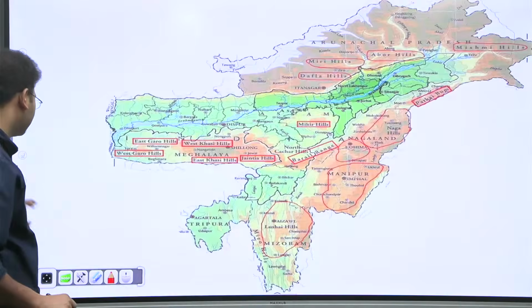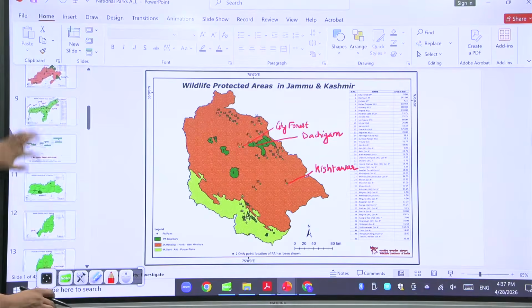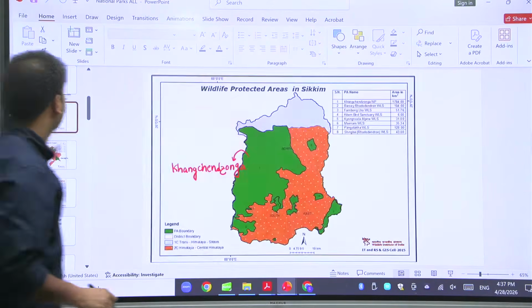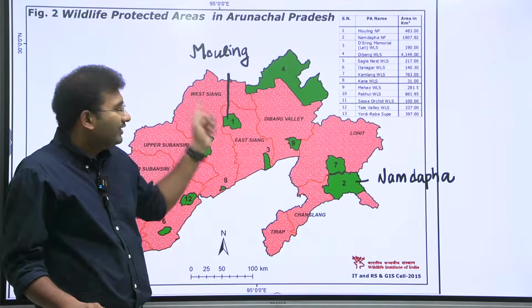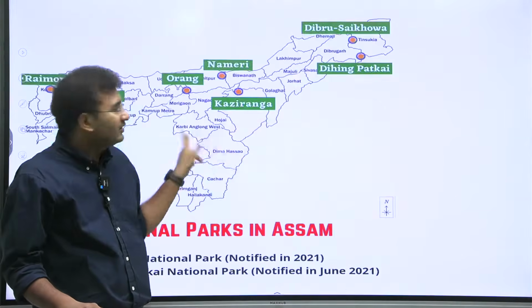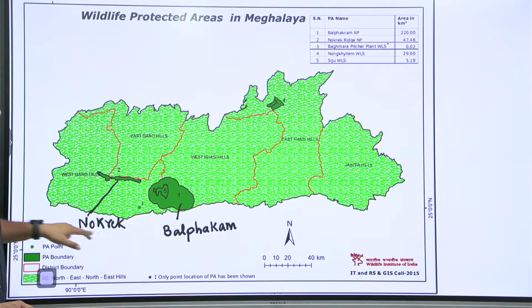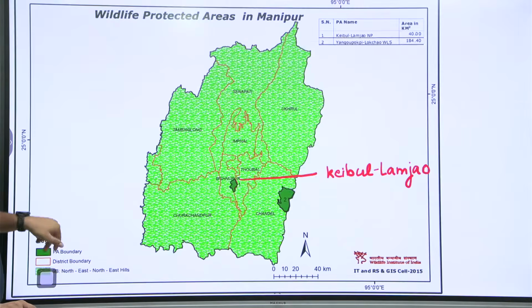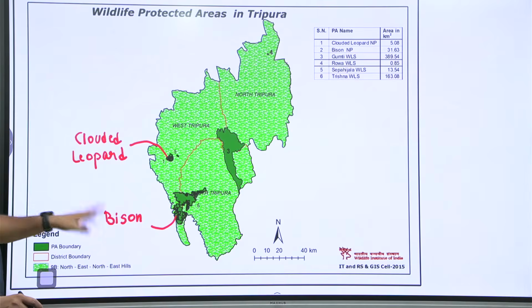Let us quickly go through them once. Kanchenjunga, Sikkim, right? Mouling and Namdapha, tigers are present in both of them. Then Assam, we'll see later. Nokrek, Balpakram, right? And then Intanki in Nagaland. Manipur, Keibul Lamjao. Murlen and Phawngpui in Mizoram. And lastly, clouded leopard and bison. So this is how you need to remember.